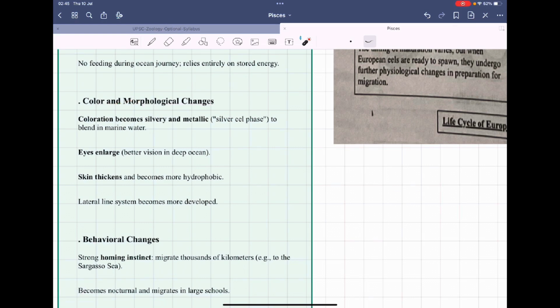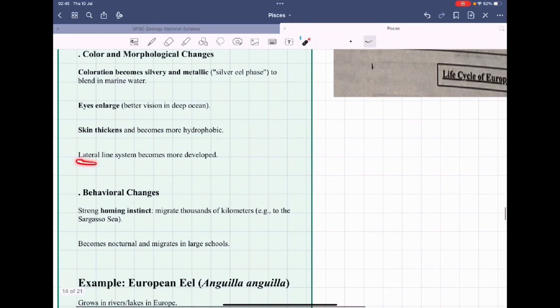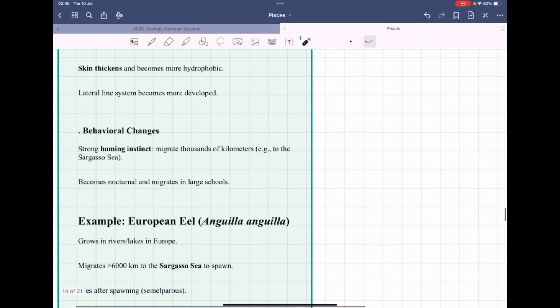For example, coloration will become silvery and metallic, the eyes will enlarge and the skin will thicken. The lateral line system becomes more developed, and there will be behavioral changes. For example, a strong homing instinct: they have a strong drive to go back home.